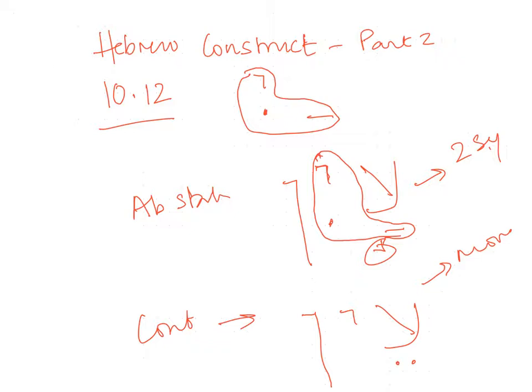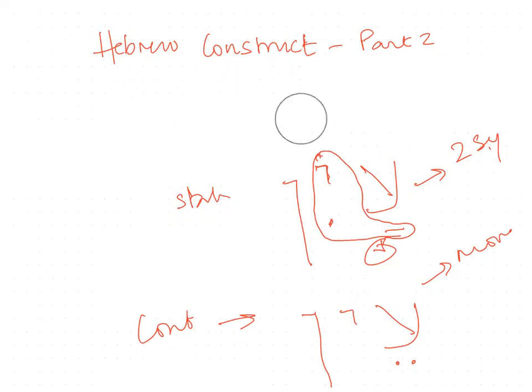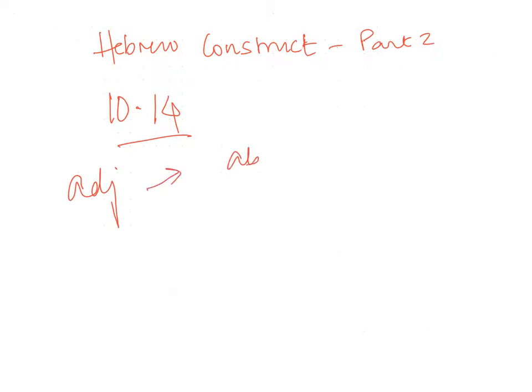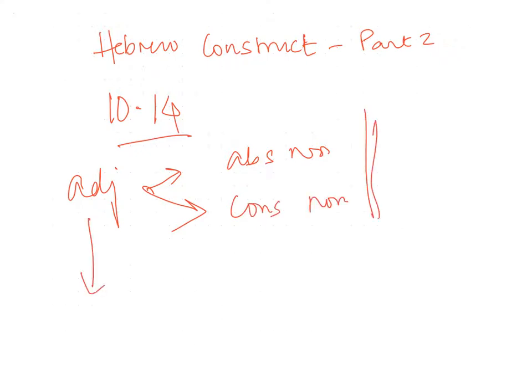Now, what about nouns in a construct relationship which have adjectives in them? I'm talking about 10.14. What if you have an adjective in it? The adjective will always be placed at the end. Now, remember adjectives will modify a noun. The question is, which noun is it modifying? Is the adjective modifying the absolute noun, or is it modifying the construct noun? That's the question.